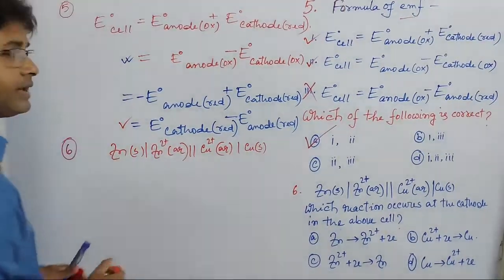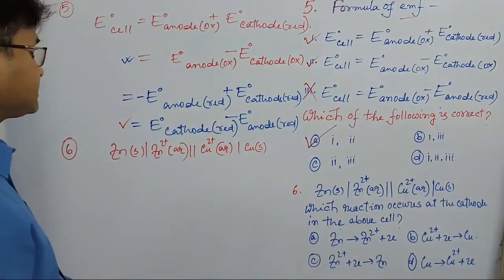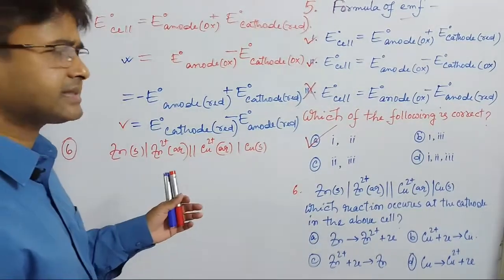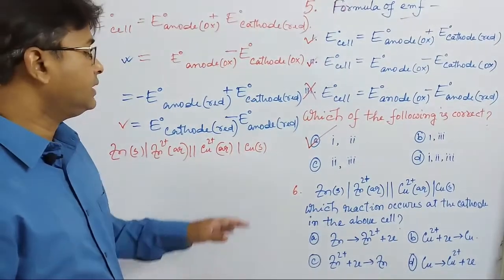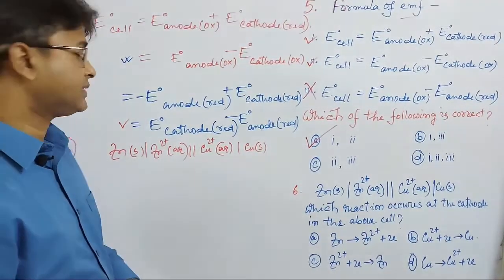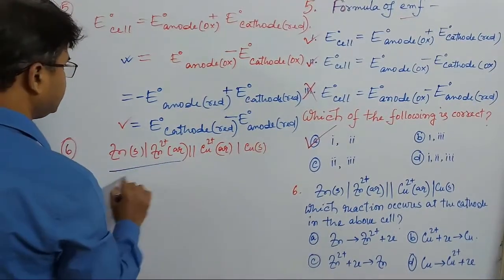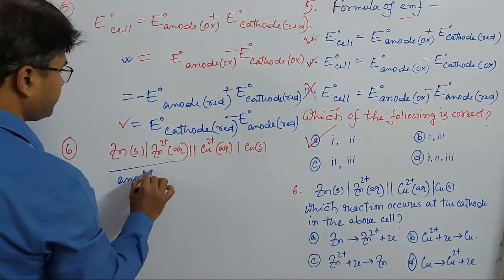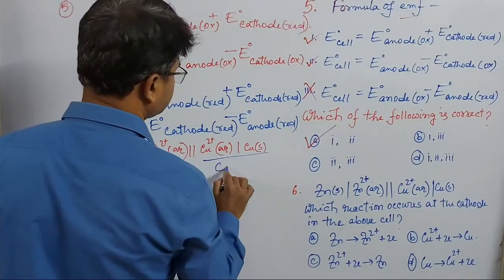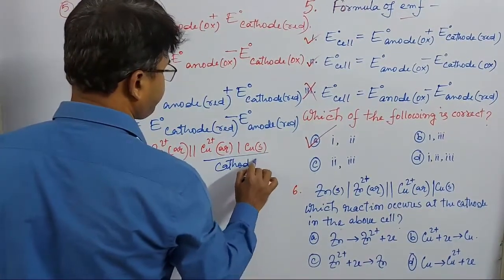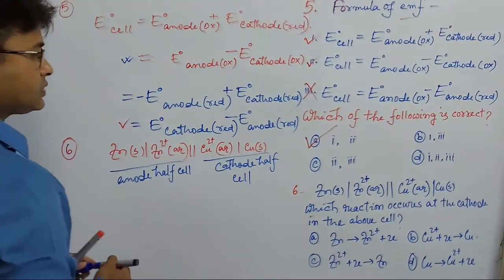Normally at the left side the anode is placed and at the right side the cathode is placed. So in that sense I can understand that zinc is here the anode, and copper 2 plus and copper here is the cathode half cell, and at the left side this is the anode half cell. First I have to identify here the anode half cell and this is the cathode half cell.